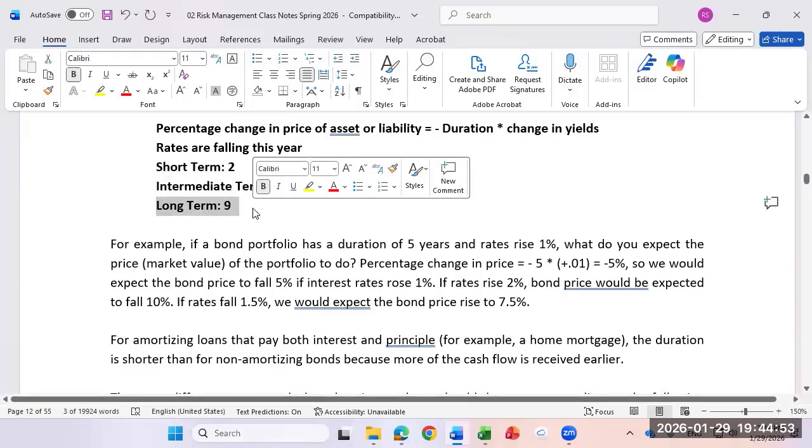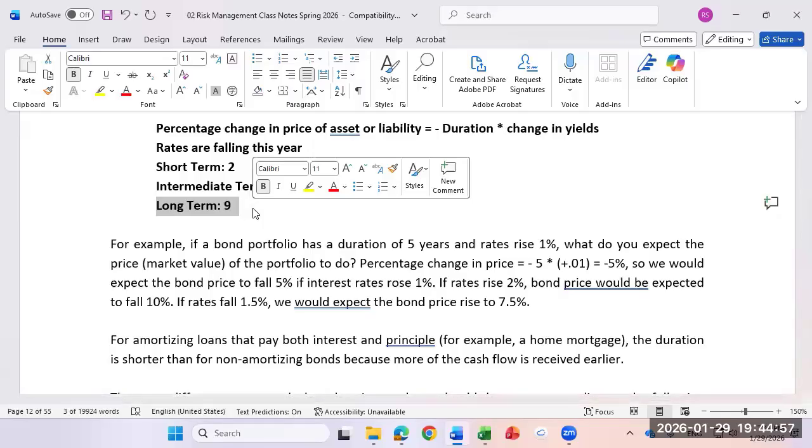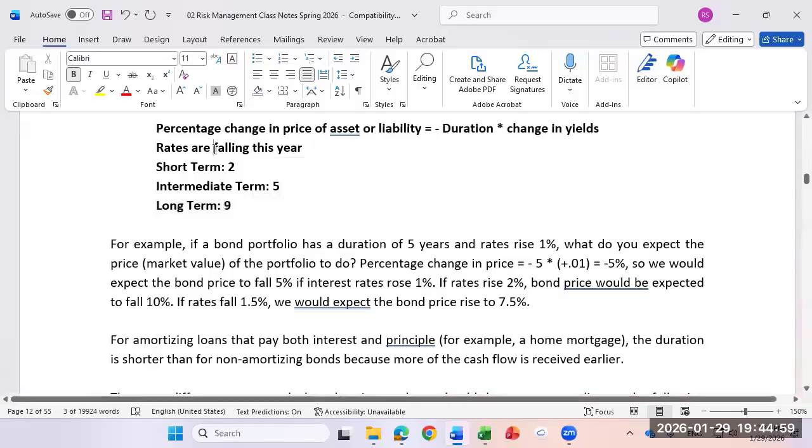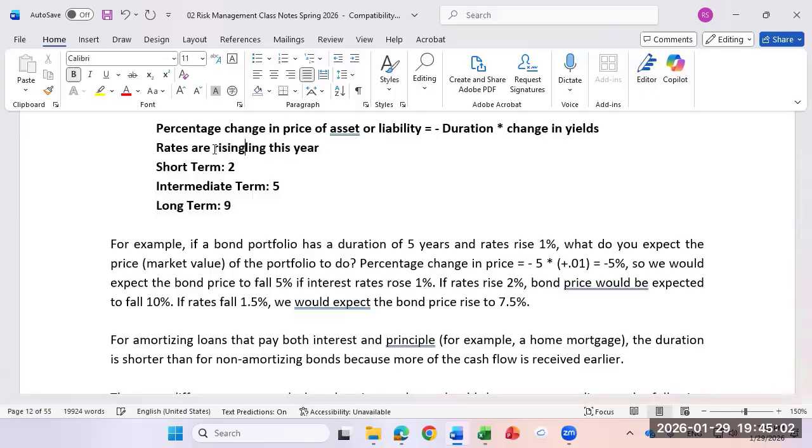Minus 9 times 0.02, it's going to shoot up 18%. If your boss says rates are rising this year, what would you want to do then? Short term. And you kind of intuitively knew that. You could buy a treasury today yielding 4.2%, but you know rates are going to be much higher tomorrow. What would you do? Would you buy the 10-year today or would you wait and buy it tomorrow?